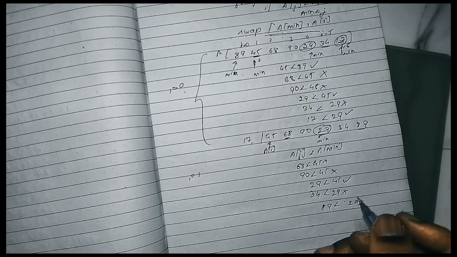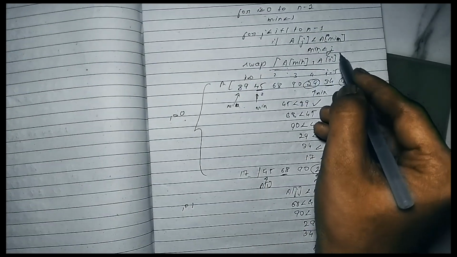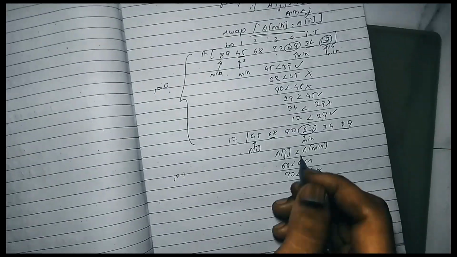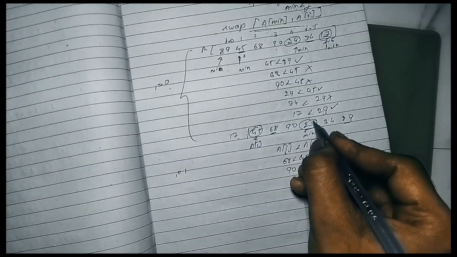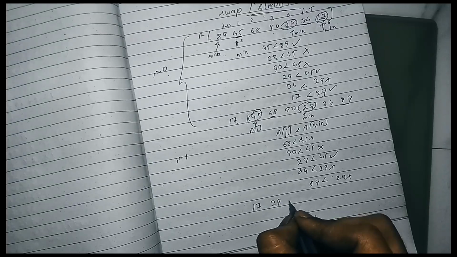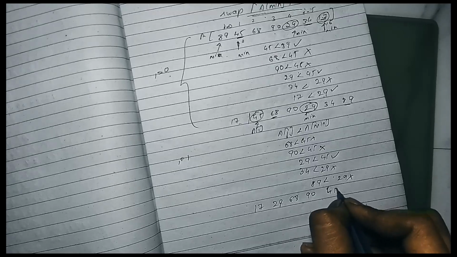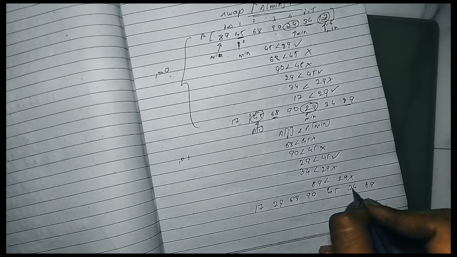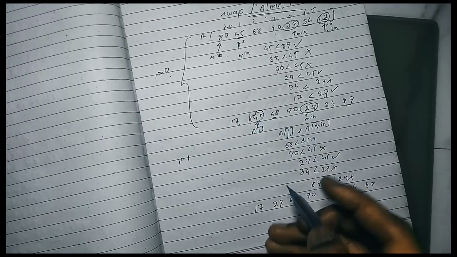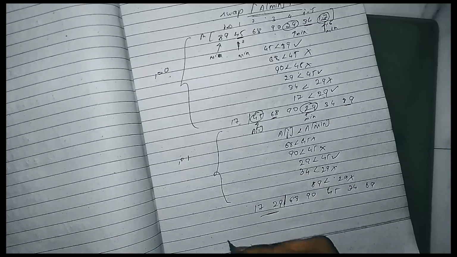So now A[min] and A[i] will be swapped. A[i] is 45 and the minimum is 29, so these two will be swapped. So 17, 29, and the rest keep the same: 68, 90, 45, 34, 89. 29 and 45 are swapped. Now these two are sorted. This is for the i equal to 1 iteration.